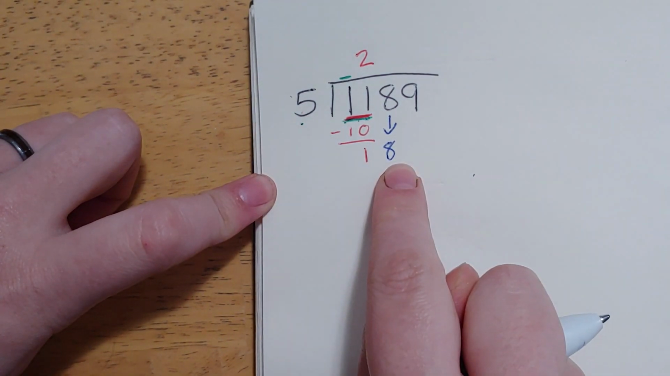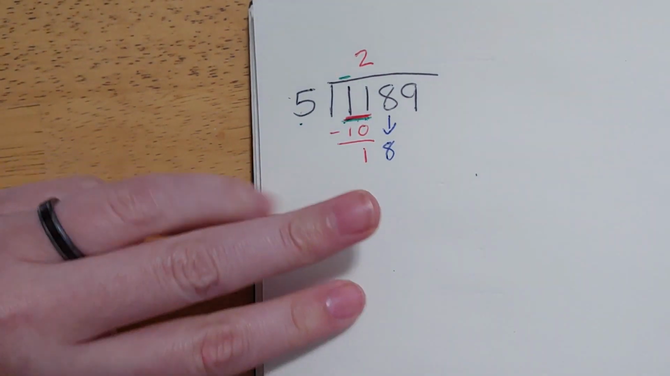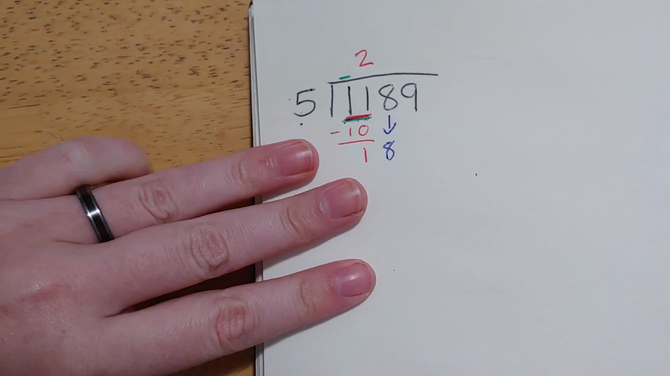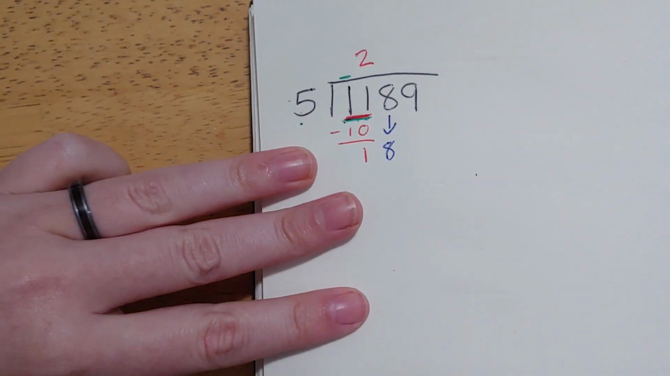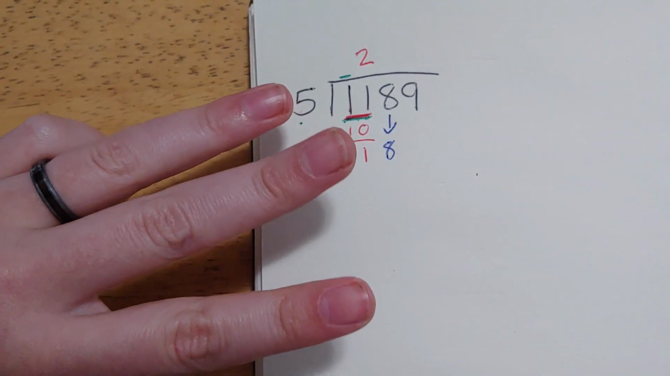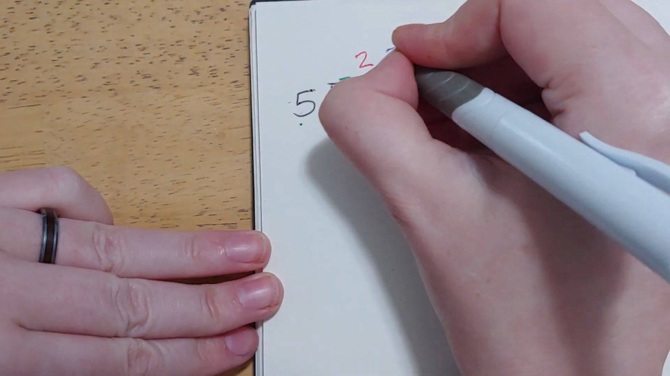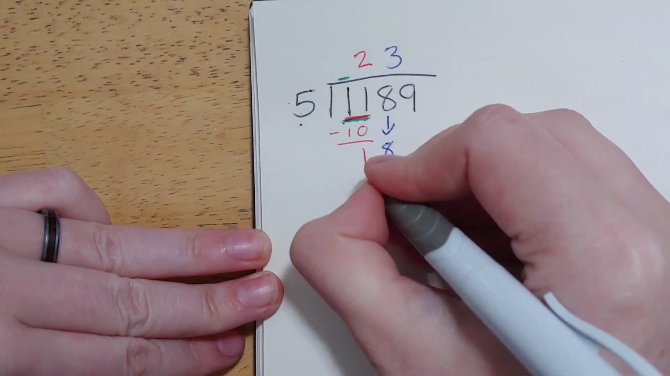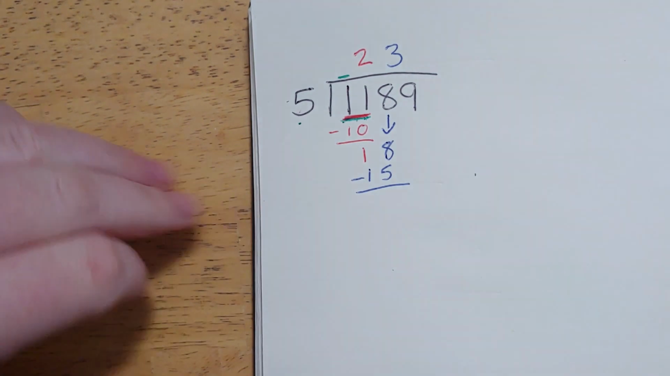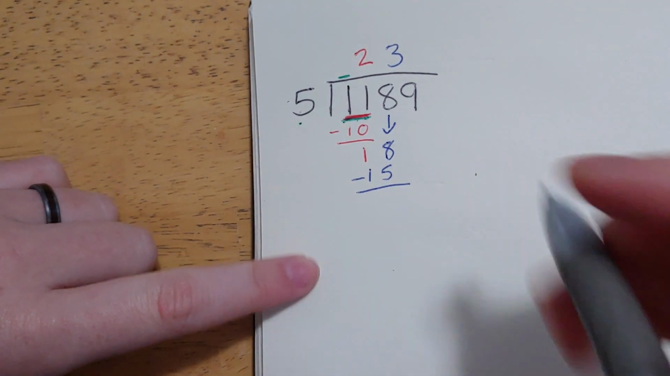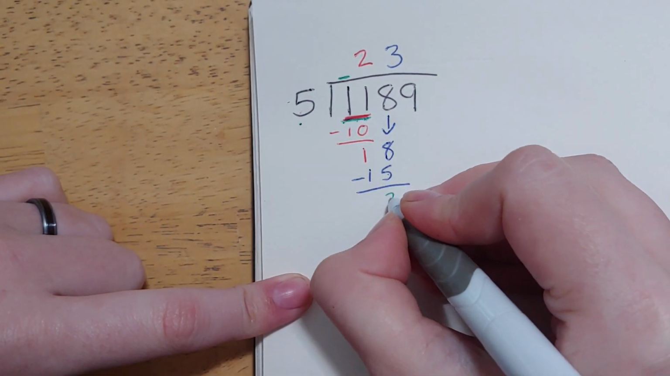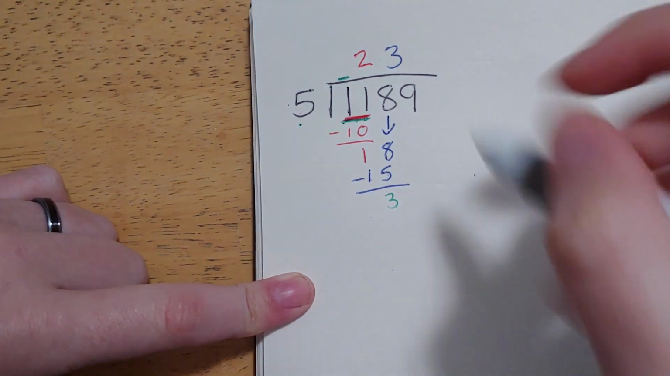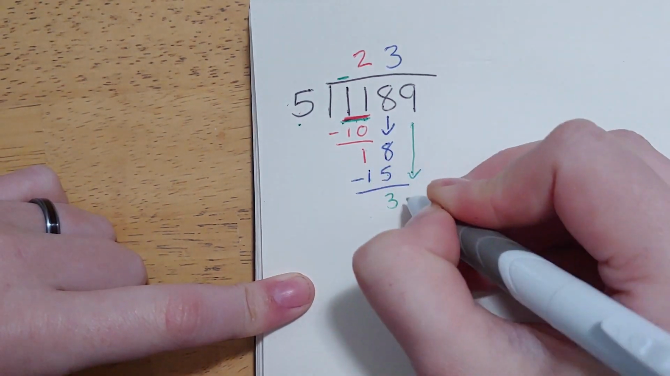5 goes into 18. How many times? 5, 10, 15, 20. 20's too much. Take it back. 15 got shared out, and it goes in 3 times. 1, 2, 3. 5 times 3 is 15. That's what we shared. 18 minus 15. 8 minus 5 is 3. 1 minus 1 is 0. All right, bring down our next step.